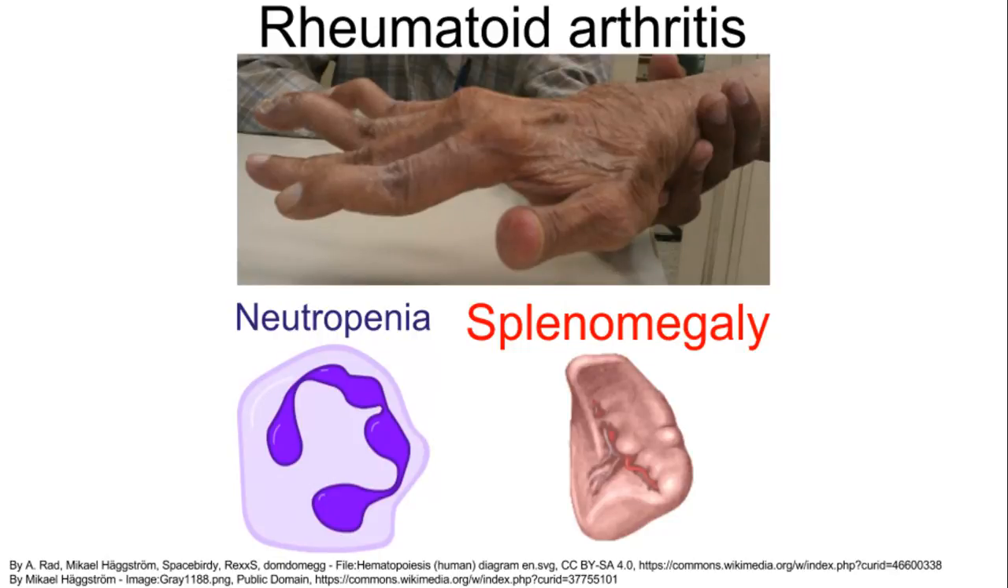Neutropenia stands for having fewer neutrophils. Penia stands for less of something. So neutropenia is less of neutrophils. Splenomegaly stands for the spleen being enlarged. Megaly stands for enlarged. So we have neutropenia and splenomegaly together with rheumatoid arthritis, and then we get Felty syndrome.